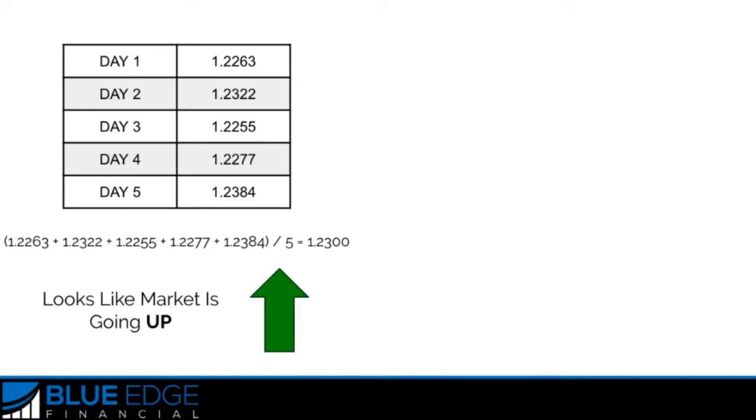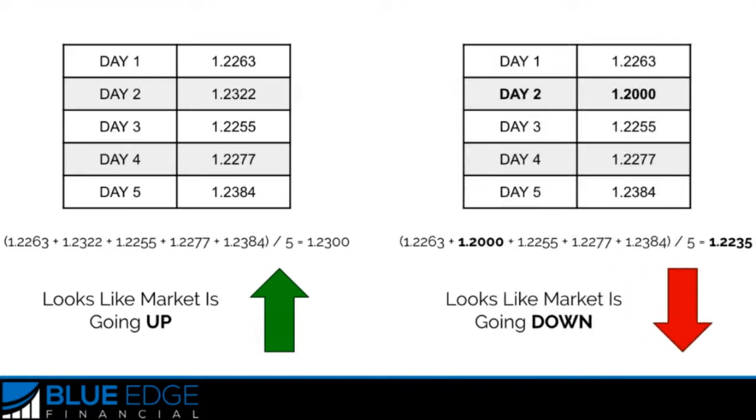Now, let me show you an example of just one little change. Let's say all the numbers are the same, but on day 2, instead of 1.2322, we now have 1.2000, which is not a huge difference, but it makes a dramatic difference. We add those 5 numbers together below it to find the 5 SMA, and then we divide it by the 5, and we get 1.2235.